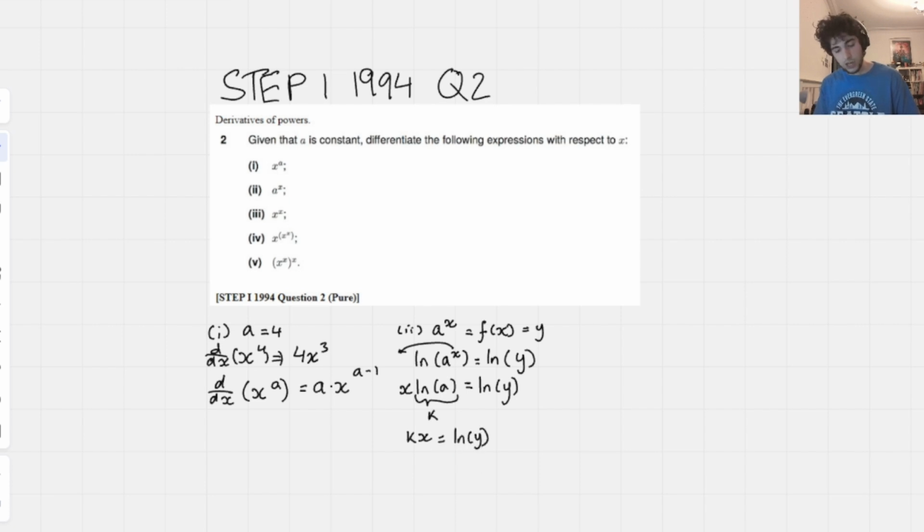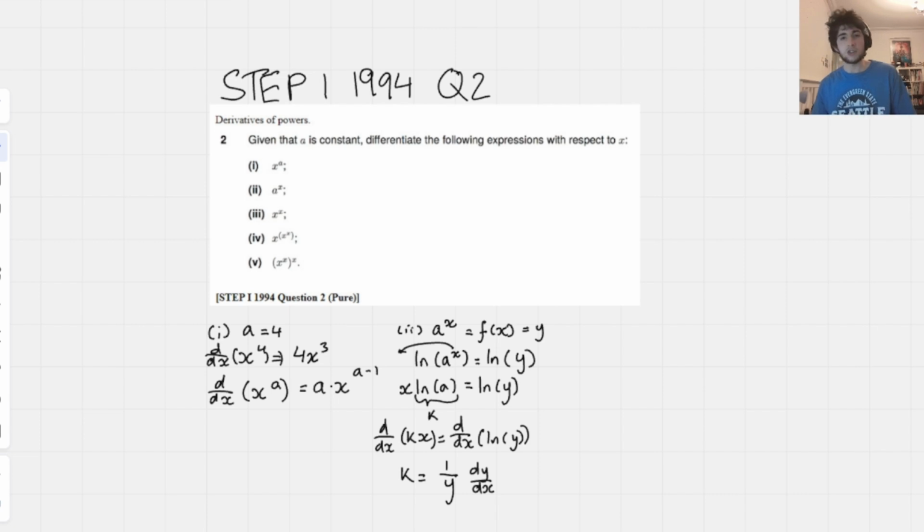So when I differentiate both sides with respect to x, then what are we going to get? Well, clearly on the left-hand side we have a linear term, so the derivative of like 4x is just 4, so the derivative of kx is clearly just k. And on the right-hand side we have ln, so the derivative of ln of y is going to be just 1 over y multiplied by dy/dx.